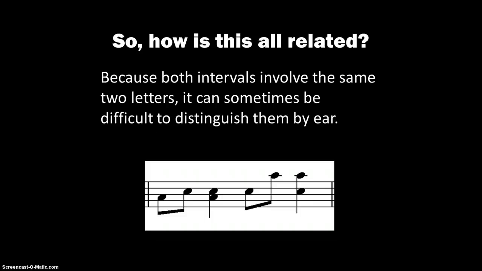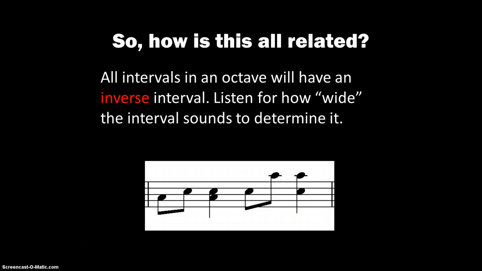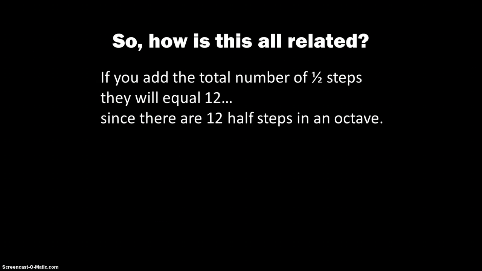You can tell that the second one's quite a bit wider, but if I play them like this, just switching the lower octave, you can hear the similarities there. Same thing as if I played a minor sixth and a major third. Let's do G to B. Quite similar there. All intervals in an octave will have an inverse interval. You want to listen for how wide the interval is to help you get it close.